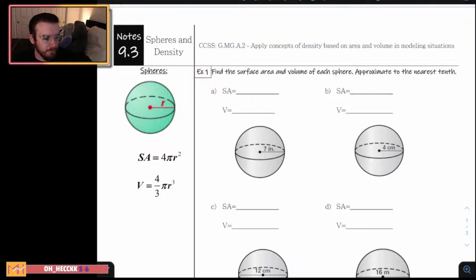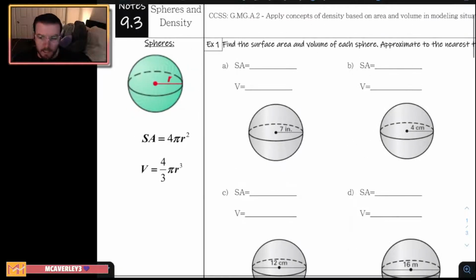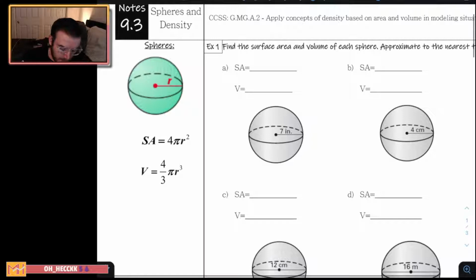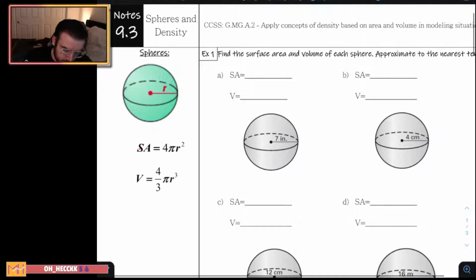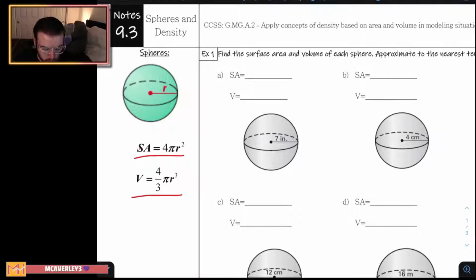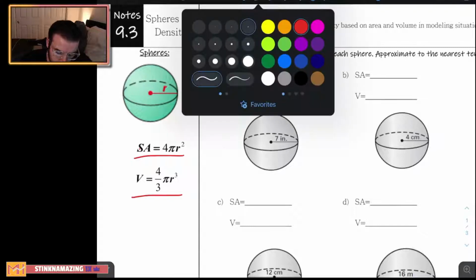I appreciate you. We're looking at spheres. So we had some prisms and we had some pyramids, but now we're looking at spheres and hemispheres and stuff like that. So we have our two lovely formulas for surface area and for volume. So remember, the space inside. So we're going to find the surface area and volume of each of these spheres.